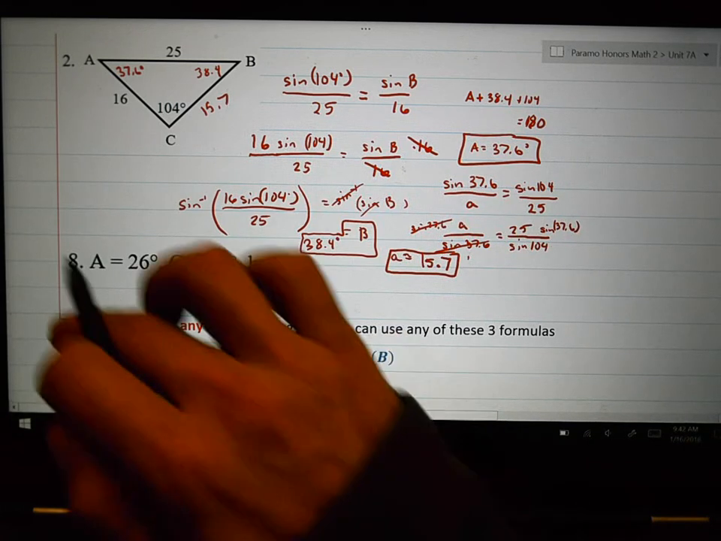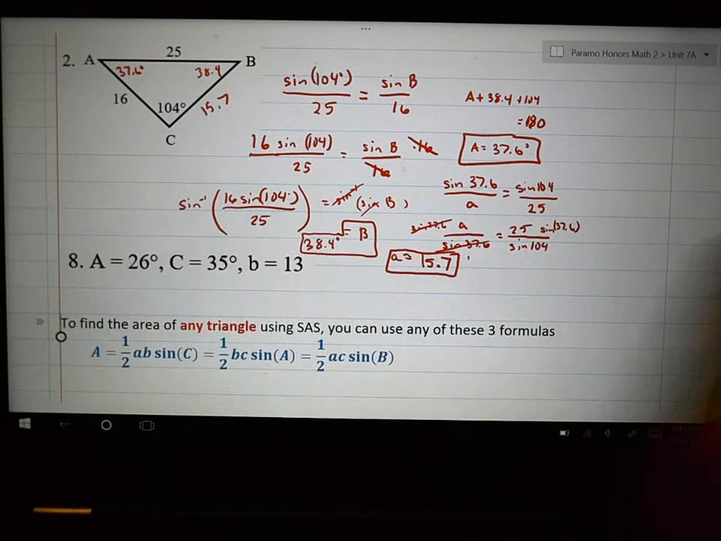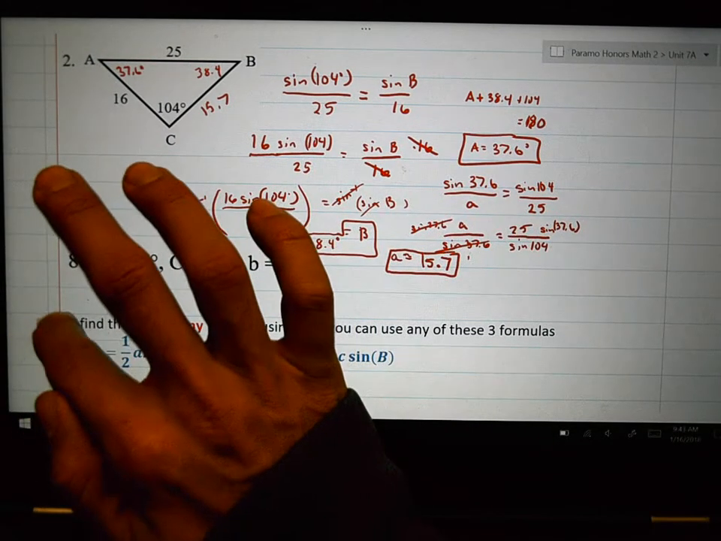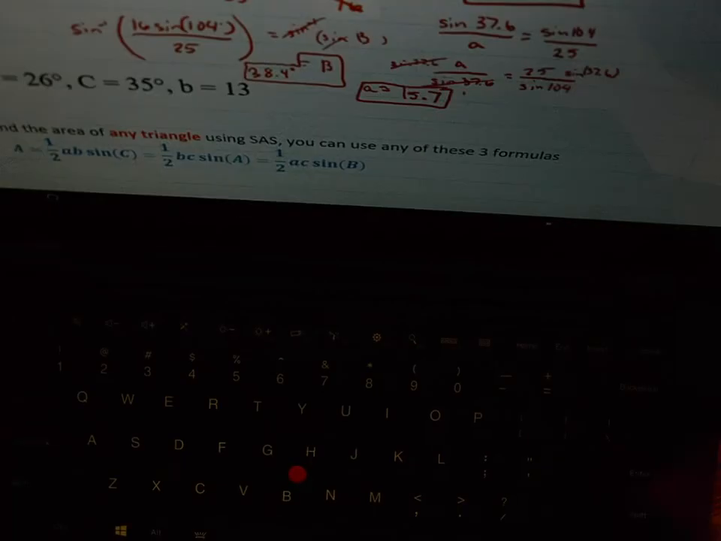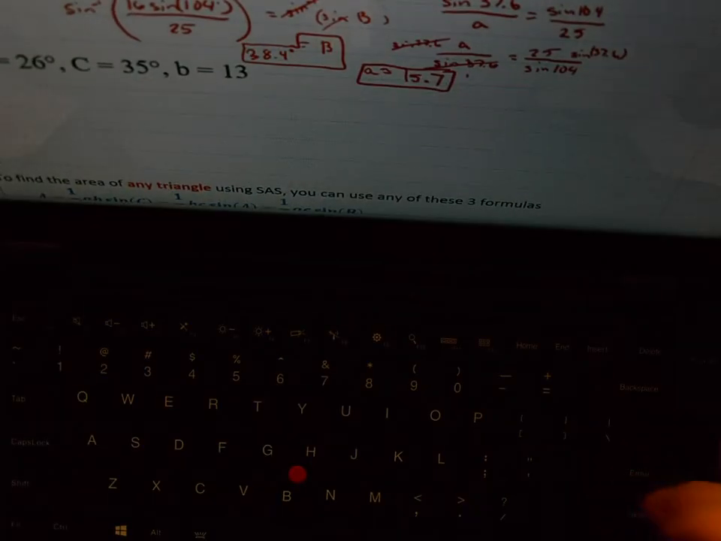I feel like I need to move this out of the way. So how do I press enter? I need more room. I have to open this up. That's better.